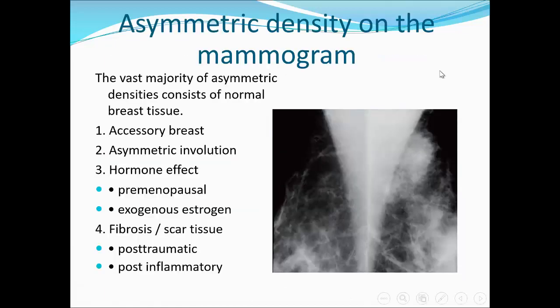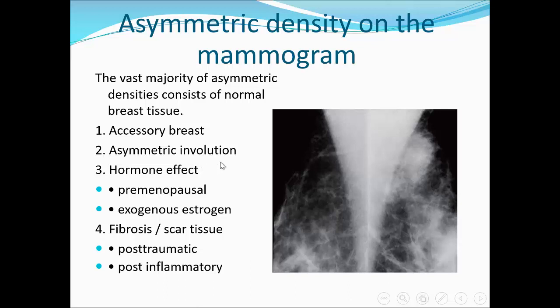Asymmetrical density on mammogram, the vast majority of asymmetrical density consists of normal breast tissue. This is an accessory breast. This is asymmetry. When you look on the other axilla, there is nothing, and then you find here an asymmetrical density. And this is an accessory breast, and usually the accessory breast has the same density as the normal parenchyma.